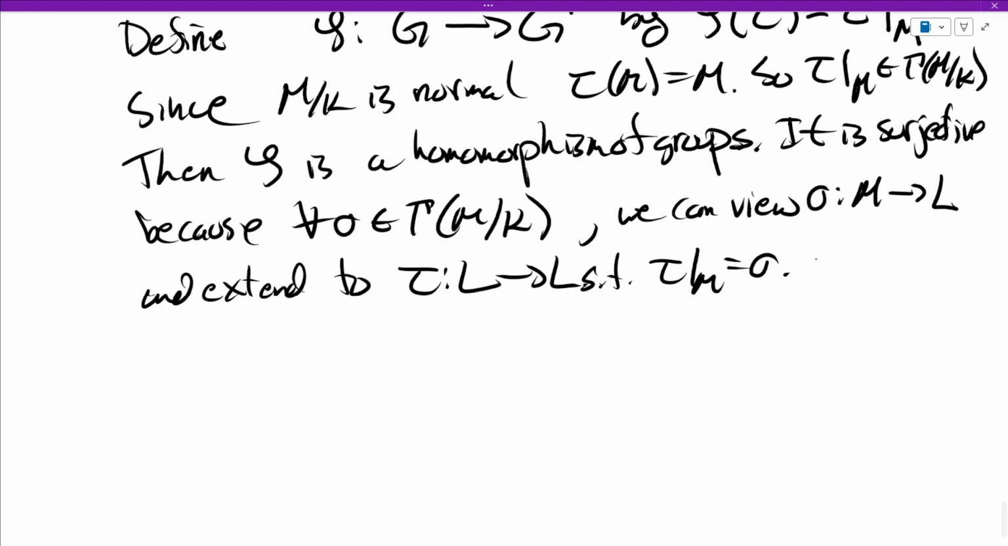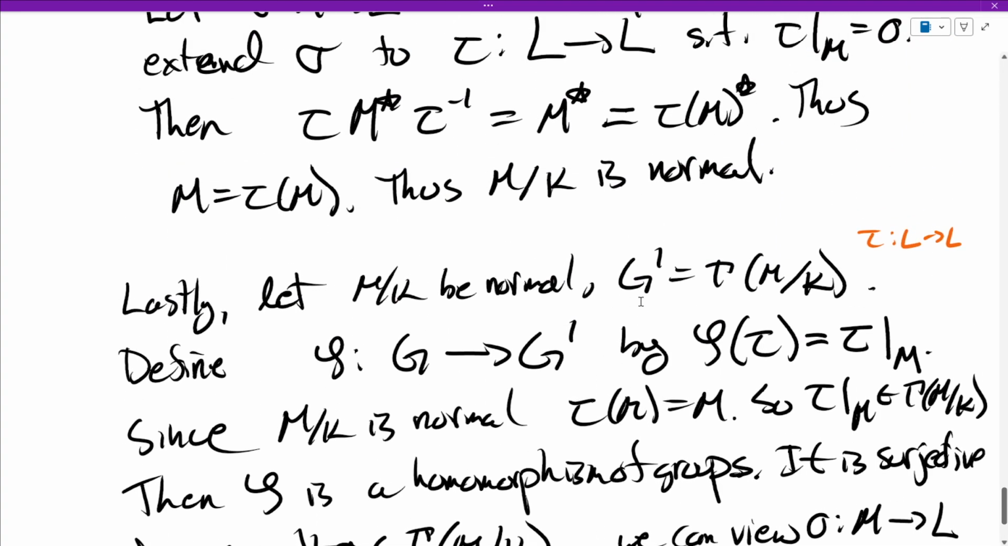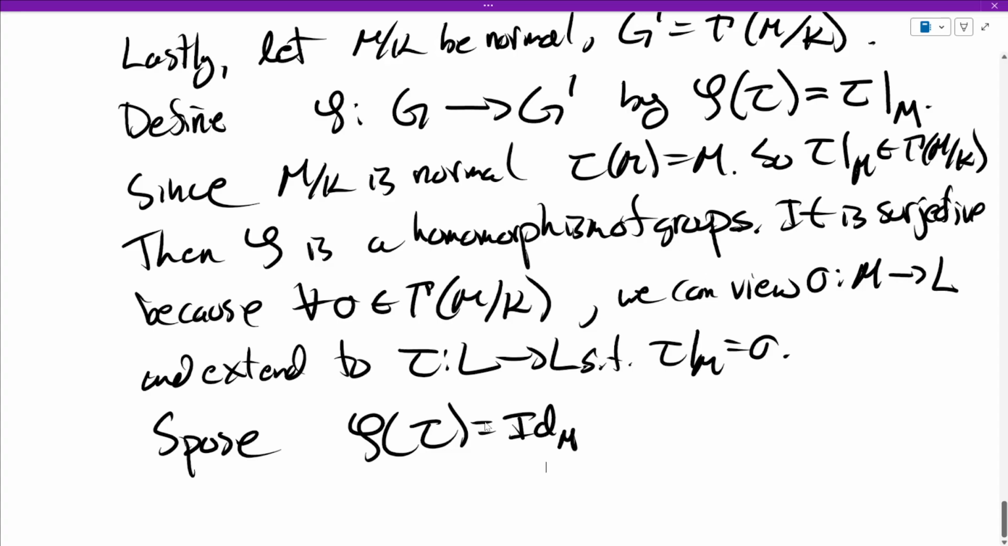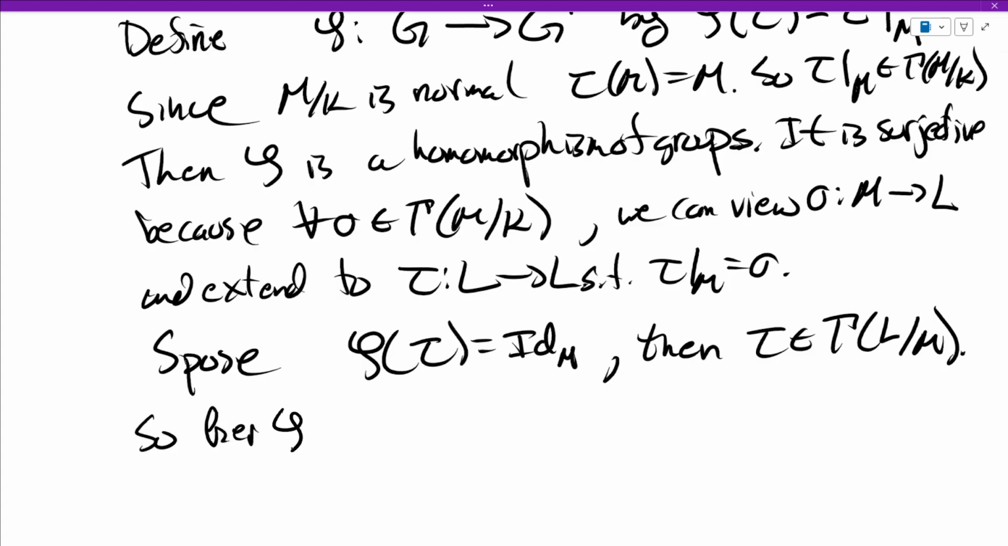What's the kernel? Suppose phi of tau is the identity on M. What's the trivial element of G prime? It's just the identity, the guy that's the identity on M. So what automorphisms of G don't become the identity when you restrict to M? Well, it's exactly the elements of the Galois group of L over M, the automorphisms of L that fix M. So the kernel of phi is precisely the Galois group of L over M.